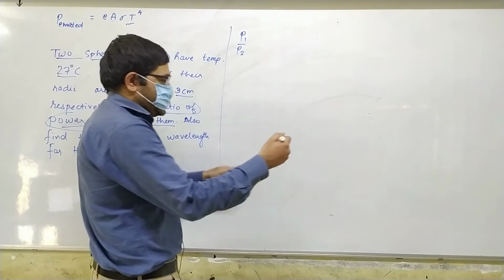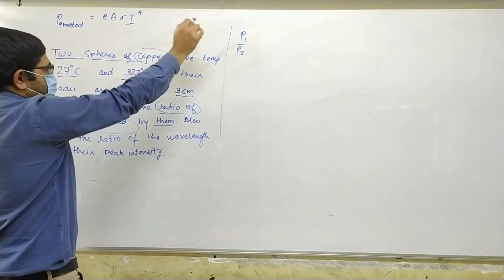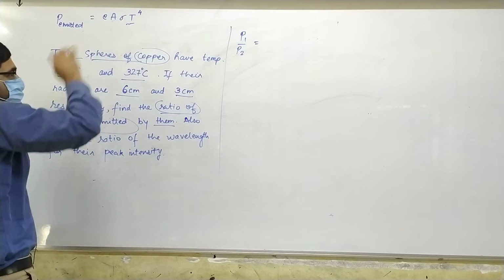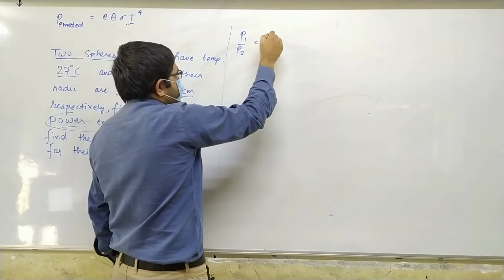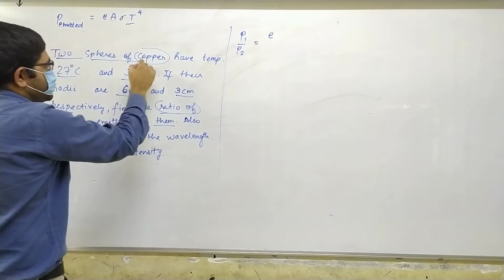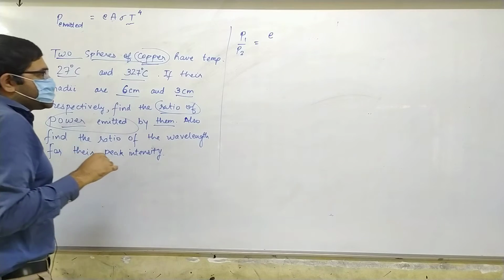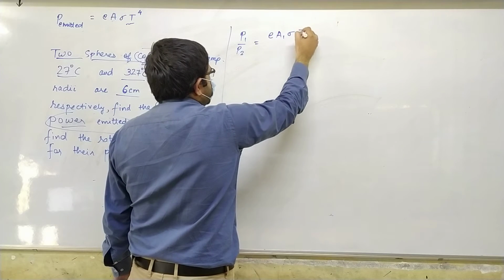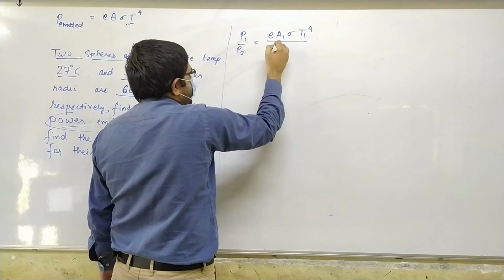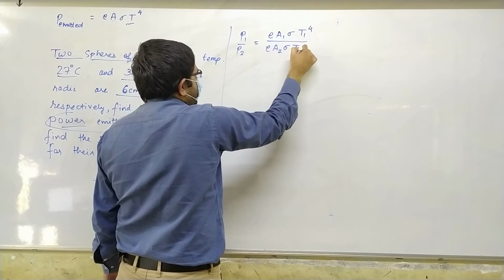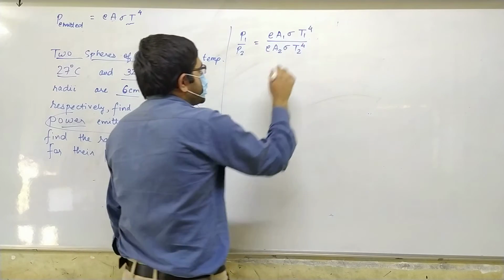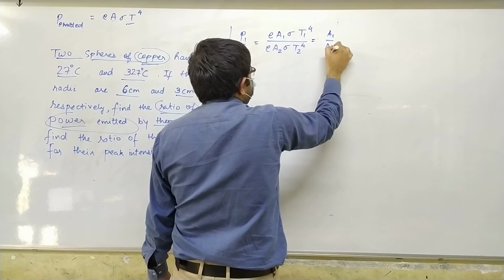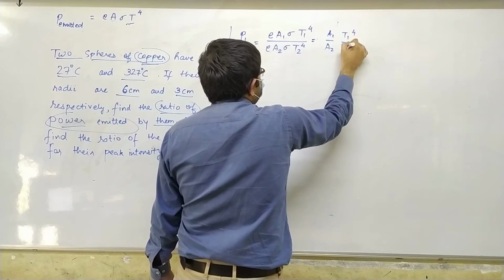Okay, here we go. Look at this. So, first of all, let's see what this is. P1 upon P2. So, for the first sphere, we are going to use this formula, and then for the second sphere. Emissivity of copper, we don't know, no problem, because both are copper, so the emissivity will get cancelled. E A1 sigma T1 raised to 4 divided by E A2 sigma T2 raised to 4. So you can clearly see that E and sigma will get cancelled. So this will be A1 by A2 and T1 raised to 4 by T2 raised to 4.